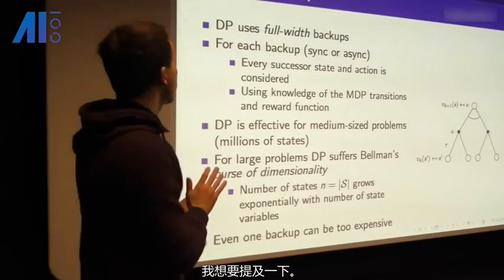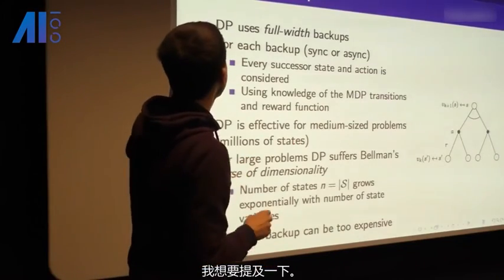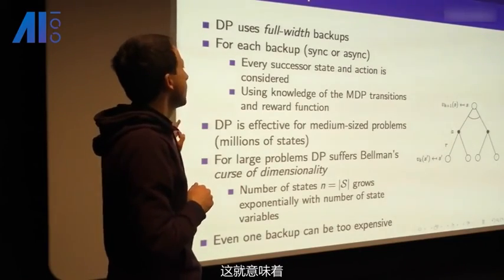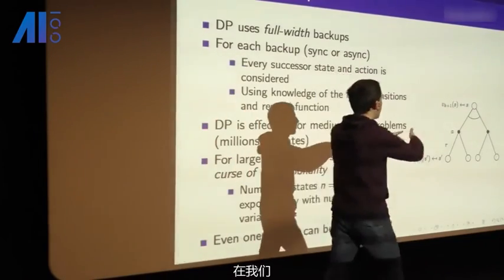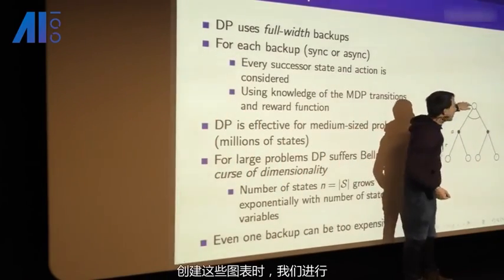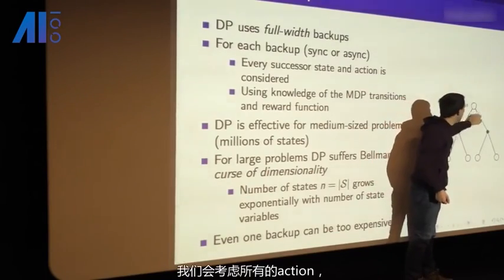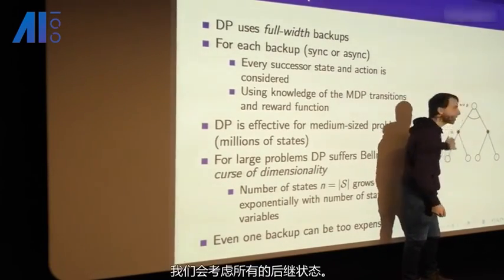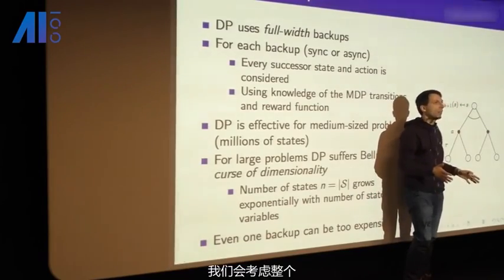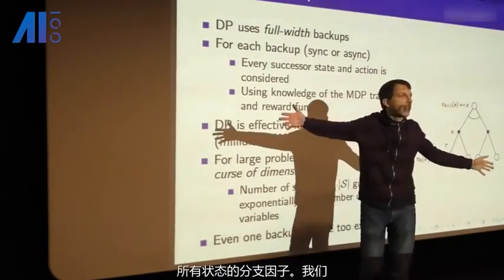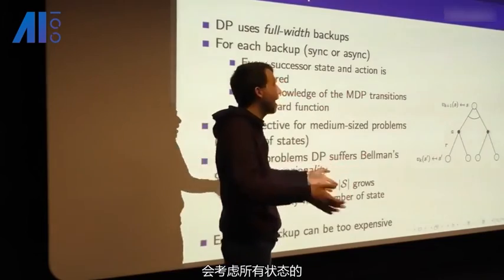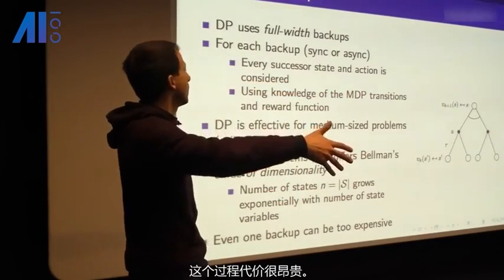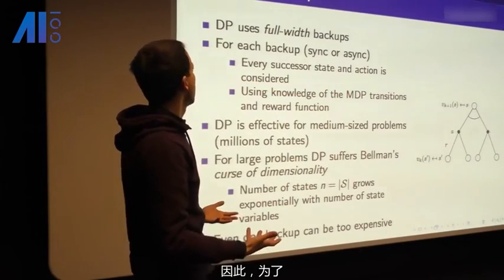I really want to mention this slide before we go. Dynamic programming uses full width backups. What does this mean? It means that when we build these look-ahead diagrams, we're computing the full width look-ahead. We're considering all actions and maxing over all actions. And then we're considering all successor states that the wind might blow us to. We're considering the whole branching factor of all states that I might be taken to, every single step. That's a very expensive process.